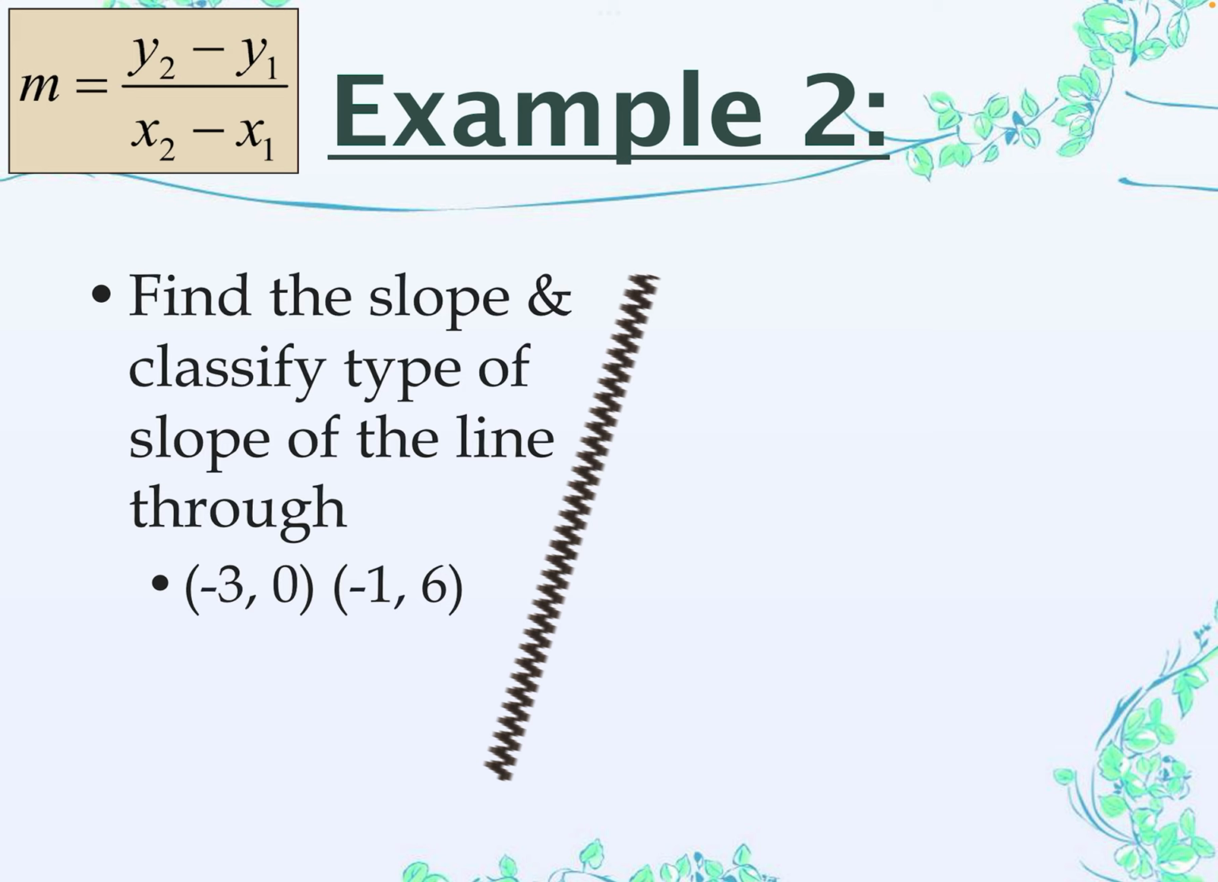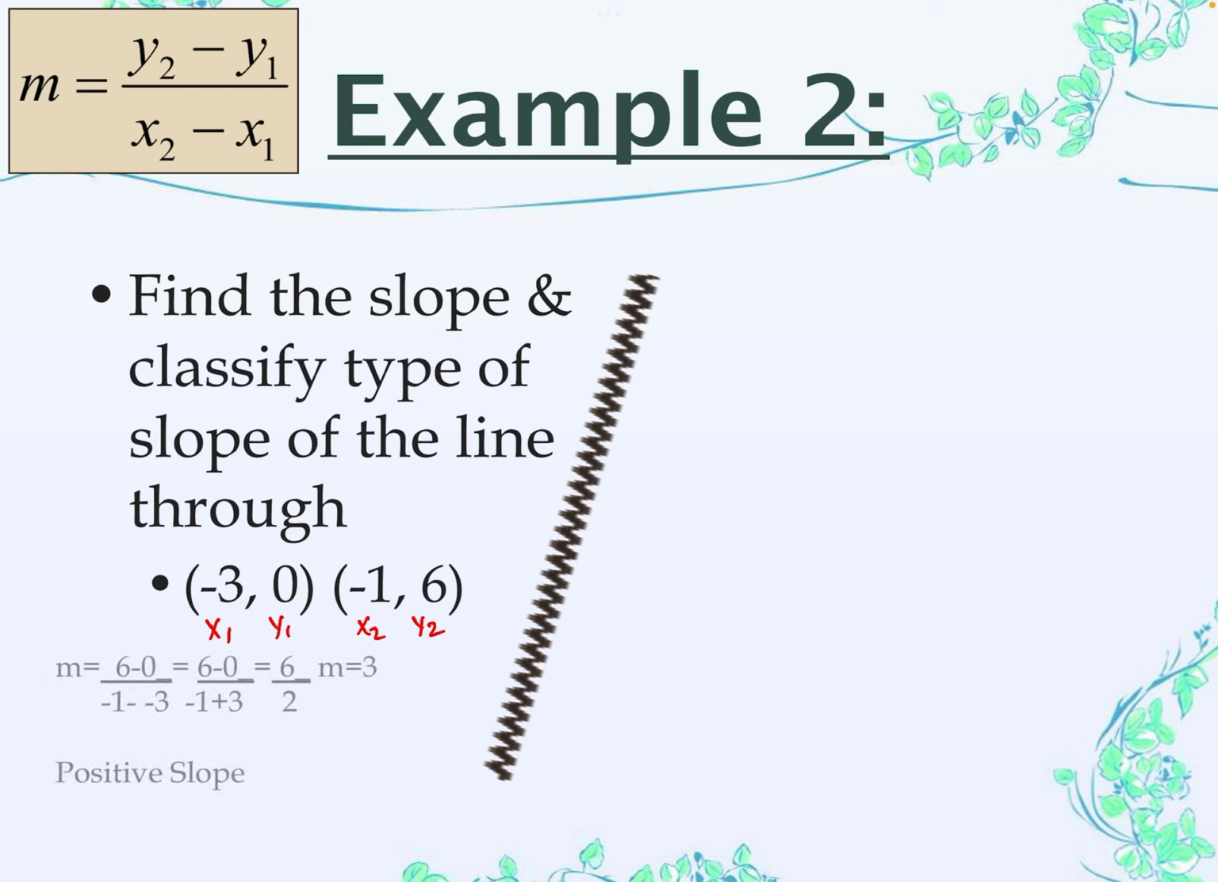All right, so from 2 points, we want to classify the type of slope of the line going through -3, 0 and -1, 6. So the first thing we want to do is identify these points. Let's label them. So -3, 0, we'll call this our first point. So I'm going to label that as x1, y1, my first x coordinate, my first y coordinate, and then -1, 6 is going to be my second x coordinate and second y coordinate. So I'm going to call that x2 and y2.